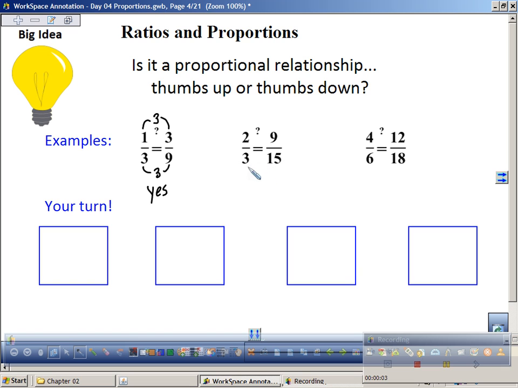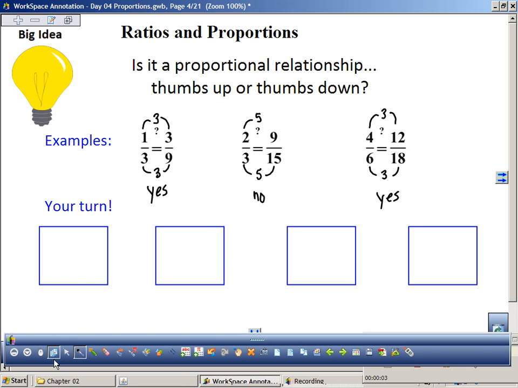I know that 3 times 5 is 15. Is 2 times 5 9? No, not proportional. What about this one? 4 times 3 is 12. Is 6 times 3 18? Yes. And we could go in the reverse. We could say 12 divided by 3 is 4, so 18 divided by 3 is 6. They're inverses, right?